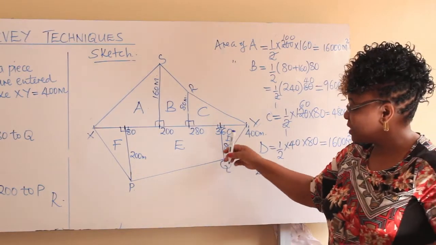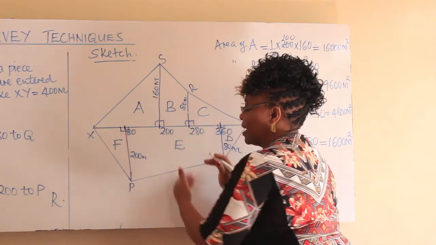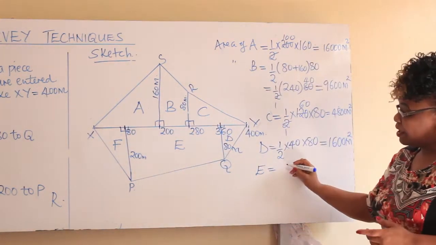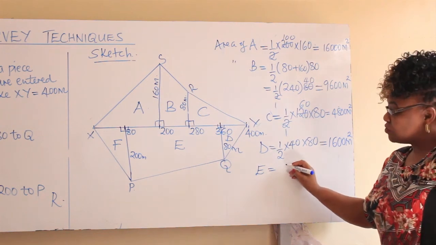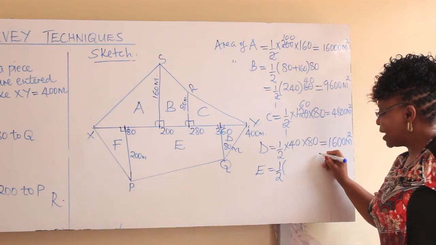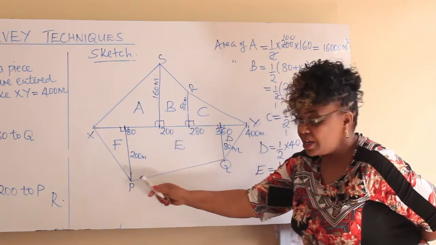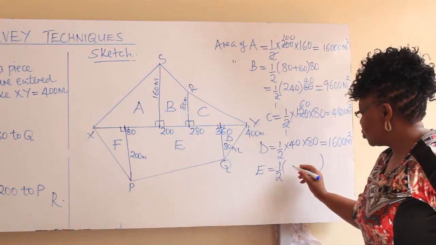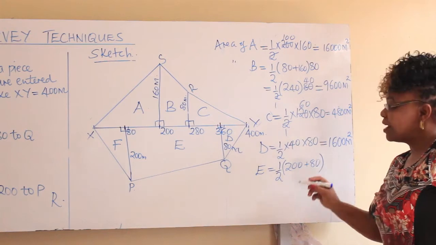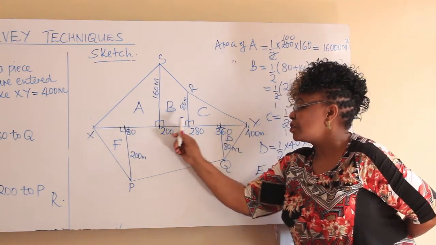Okay? So from there you go to E, this big figure here. This is a trapezium also. Two parallel lines are here, and you have the height. And therefore, the area of this trapezium will be a half times the sum of the parallel lines. They are what? 280, 200, and the other one is 80. And then you multiply with the perpendicular from here to here.